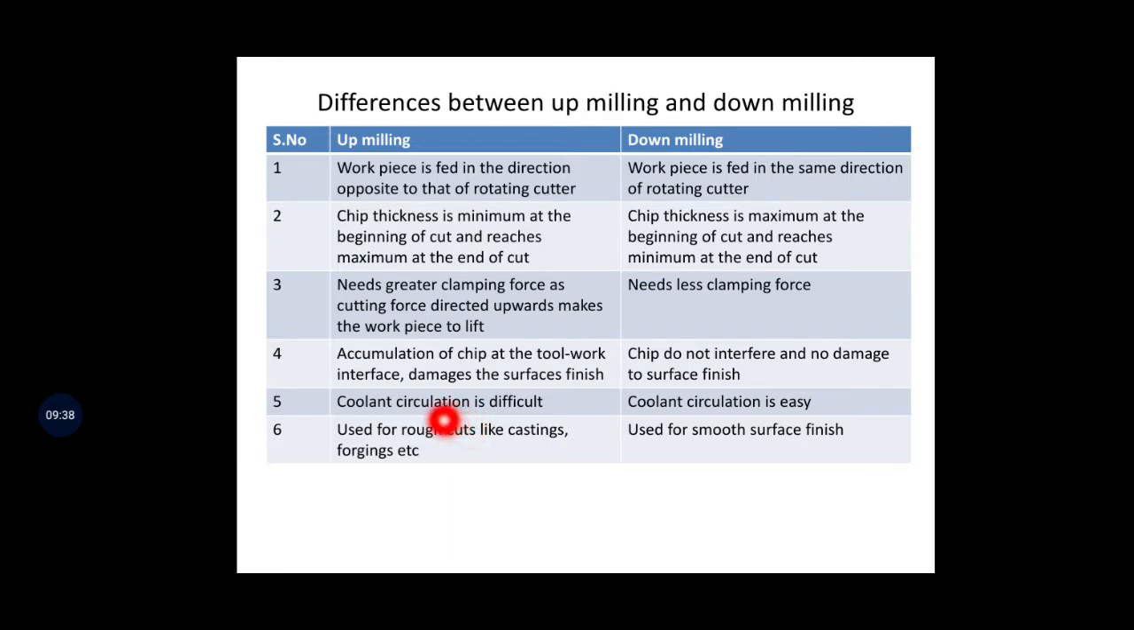That is the thing. The cutter rotating in the upward direction carries away the coolant from the cutting zone. But here that is not the case. So efficient cooling of the tool and the workpiece can be achieved. Coolant can easily reach the cutting zone. So the last one is used for rough cuts like casting, forgings, etc.